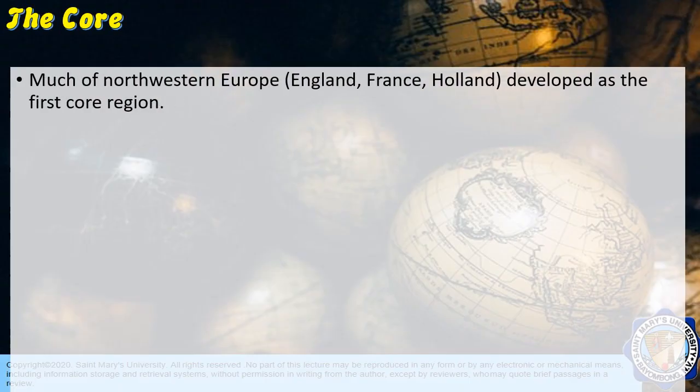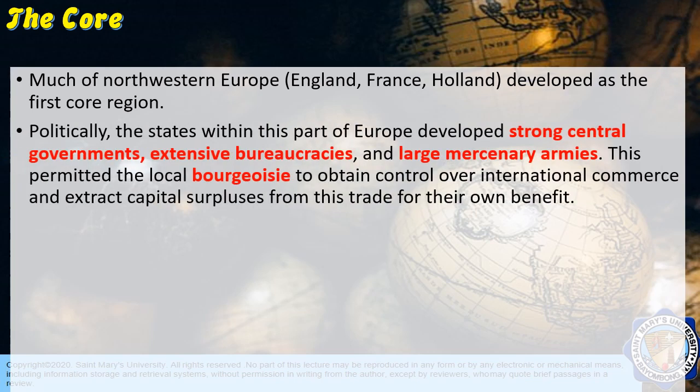The core during that time was more of northwestern Europe, such as England, France, and Holland, and they were considered the first core region. From the name itself, we can assume that this is the center, the center of political activities, the center of commerce, trade, and the like. Politically, the states within this part of Europe had developed strong central governments, extensive bureaucracies, and large mercenary armies.